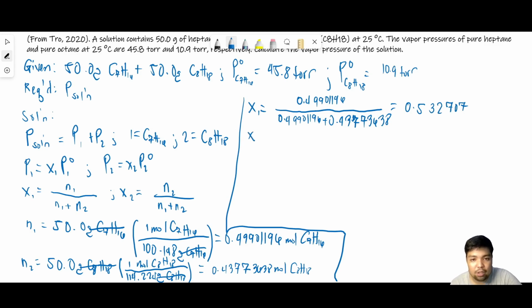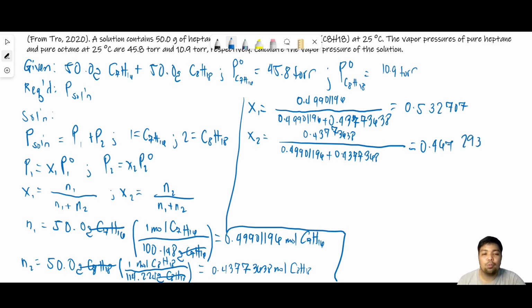So for the mole fraction of octane, we have the number of moles of octane, which is this one, the 0.43 something, 73638, divided by 0.4990196 plus 0.4377368, and that is equal to 0.467293. So that is the mole fraction of each component. Now we have the mole fraction of each component.